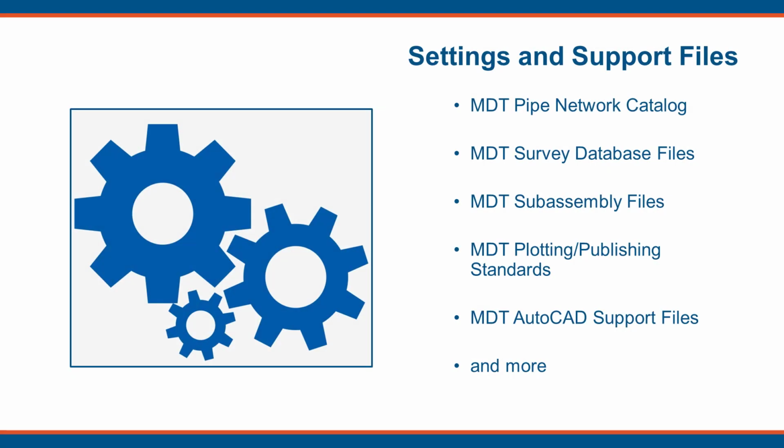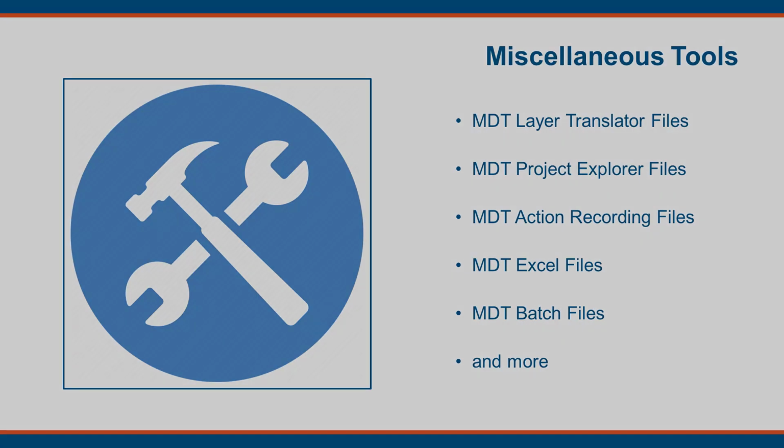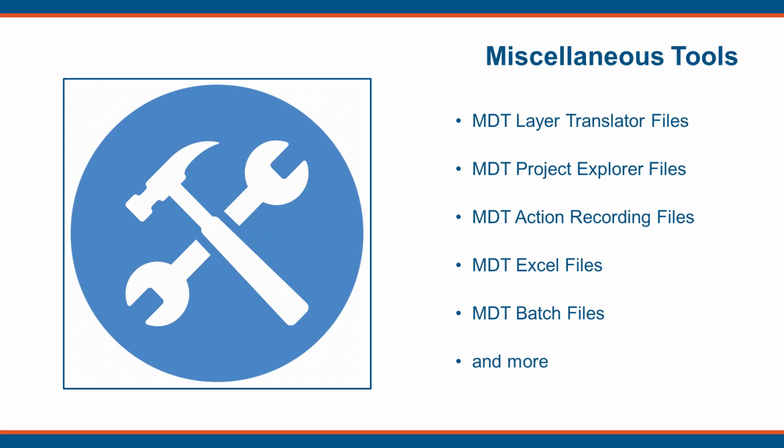Settings and support files include the MDT pipe network catalog, MDT survey database files, MDT subassembly files, MDT plotting publishing standards, MDT AutoCAD support files, and more. Profile settings, template settings, and custom commands are set up to allow easy access to this content. The state kit includes various tools and files that complement Civil 3D, but aren't necessarily components or settings files. Some examples of these files are layer translator files, Project Explorer templates, action recordings, Excel files, and Windows batch files.